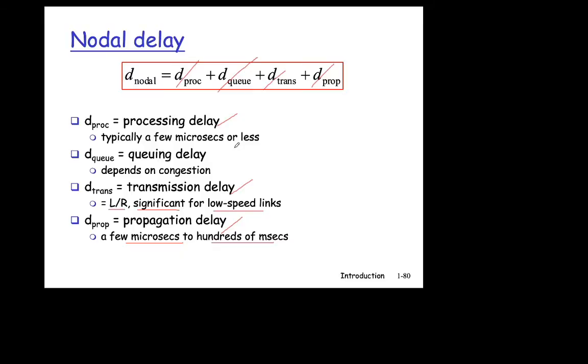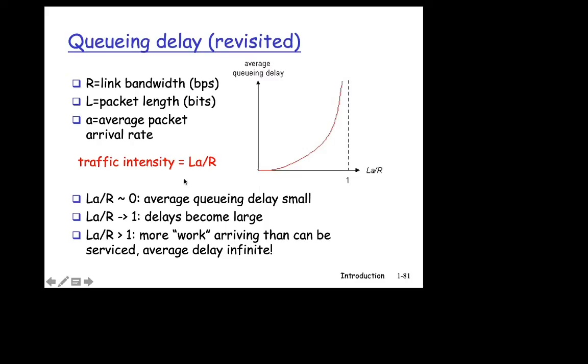Now, in the process of calculating packet delay, the hardest component is this, queuing delay. Now, it's very hard to calculate accurately because it depends on the congestion level at the router. Just to give you a sip of how hard it is, let's define again, R being the link bandwidth, L being the packet size. Let's add one more variable, the average arrival rate A. So L multiplied by A is the average bit arrival rate. That is also the incoming traffic rate. R is the outgoing traffic rate. So we could define traffic intensity being LA divided by R.